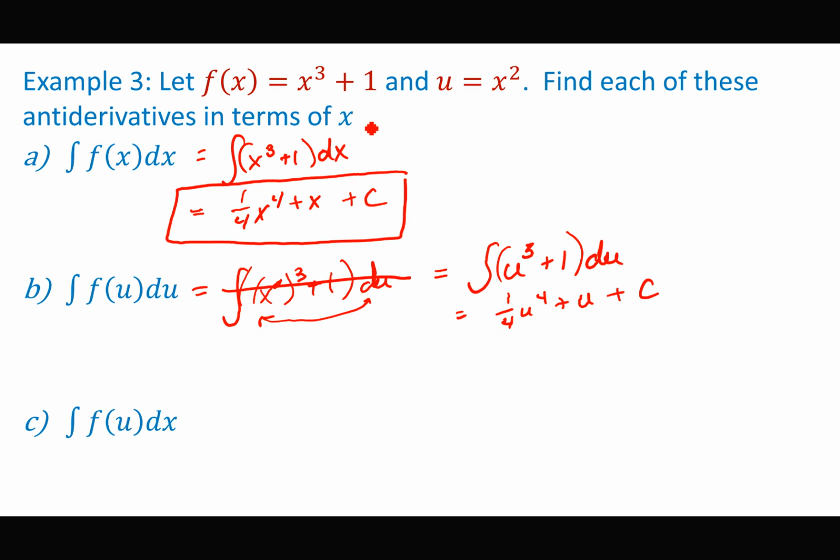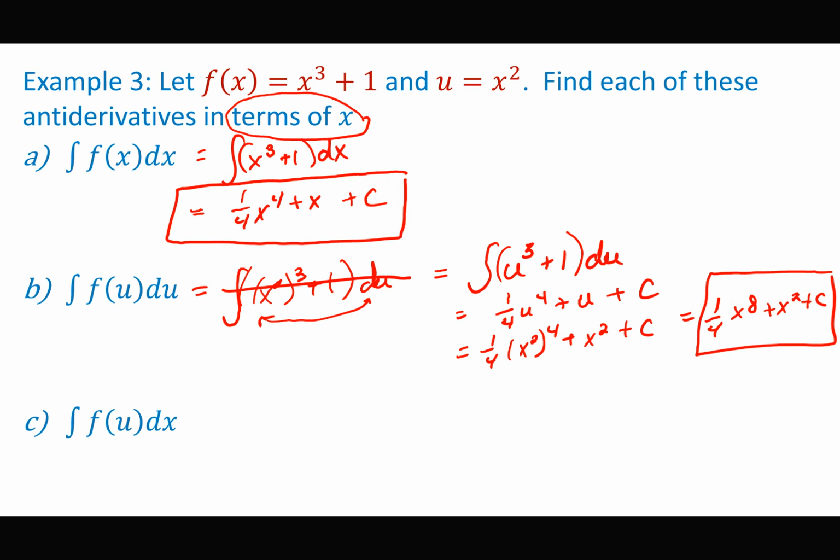But they do want it in terms of x, so now I'll put in my x value. So this is 1/4 x squared to the 4th plus x squared plus c. And so that becomes 1/4 x to the 8th plus x squared plus c. So we can't put in our x squared too soon. We have to anti-differentiate when it's in the same variable first.